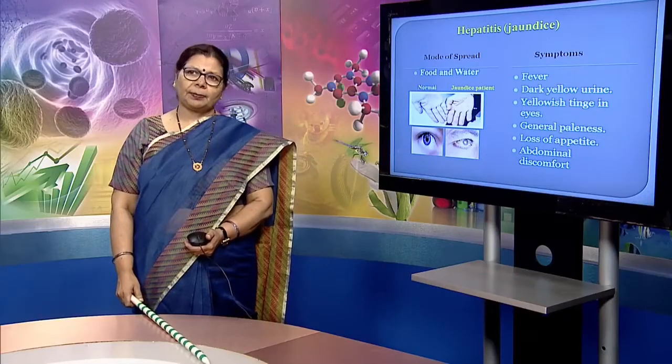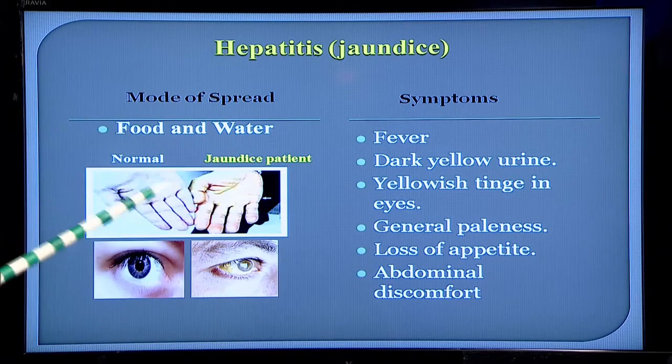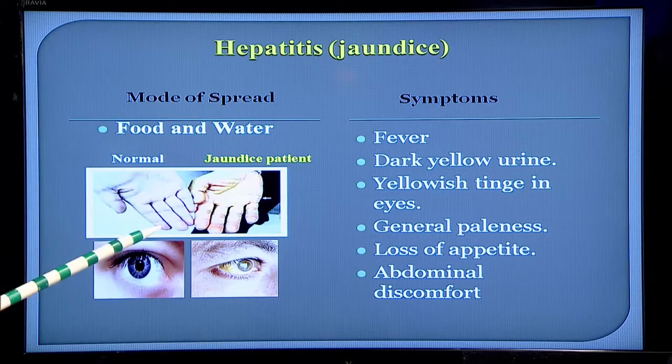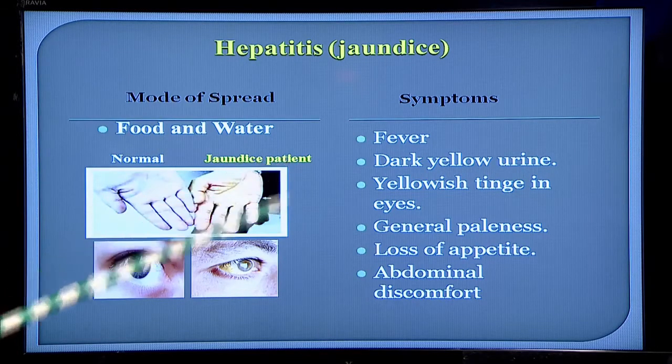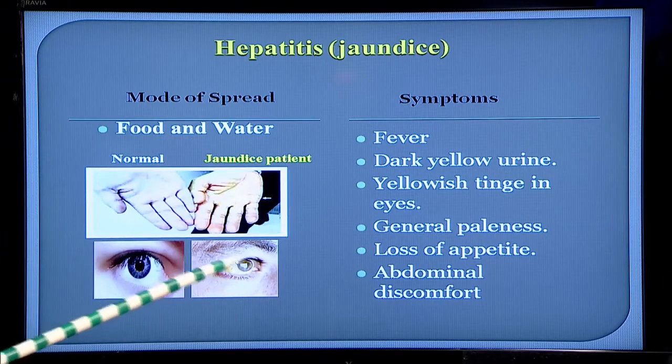Next disease we are talking about here is hepatitis, which is popularly known as jaundice, or in Hindi it is pilia. Again, the mode of spread is food and water. These are some of the pictures where you can see the difference. This is a normal hand, a little pinkish one. This is a jaundice patient's hand. The patient has a yellowish tinge in the hand as well as in the eye.